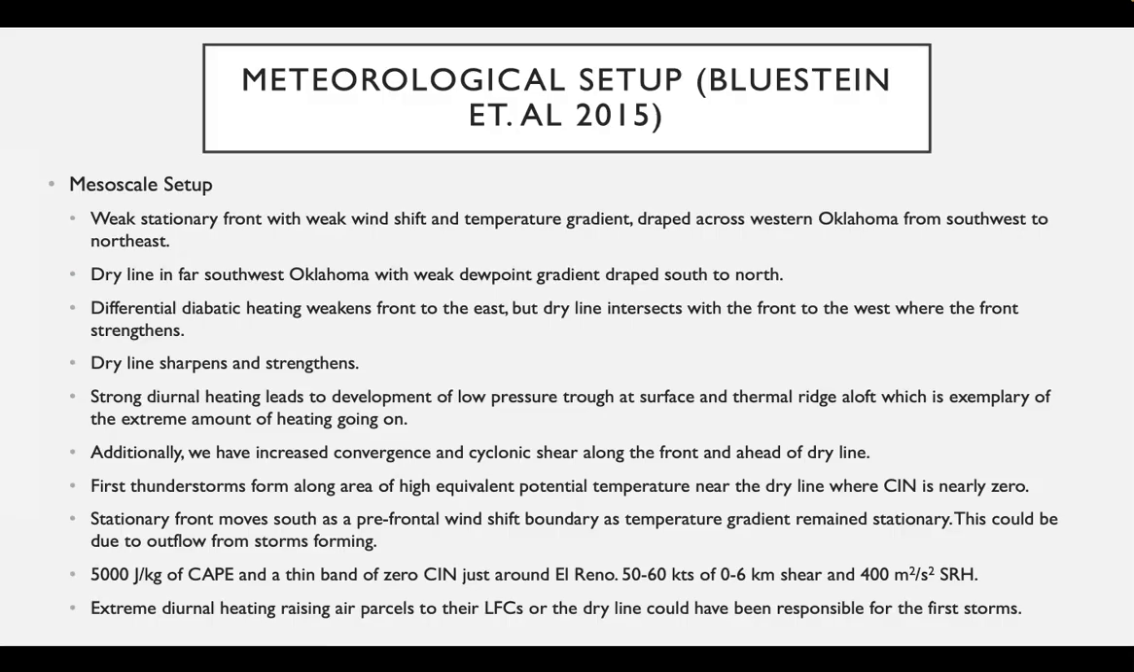There was 5,000 joules per kilogram of CAPE, which is absolutely insane. That's all you have to know. Usually 1,500 to 2,000 is considered a lot, but 5,000 is just absolutely insane. And a thin band of 0 CIN, so that means the cap is popped. That's what CIN is. CIN is the cap. When there is 0 CIN, the cap is popped. 50 to 60 knots of shear, which is also insane, and 400 meters squared per second squared of storm relative helicity. That means there's a lot of shear and a lot of rotation in the atmosphere, which is conducive for severe storms and tornadoes.